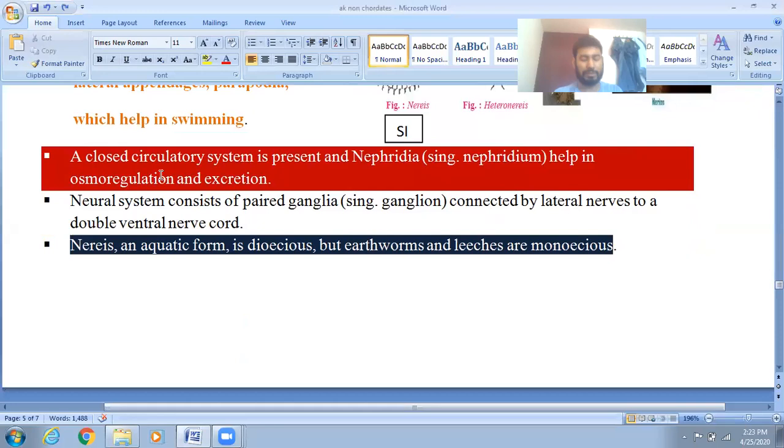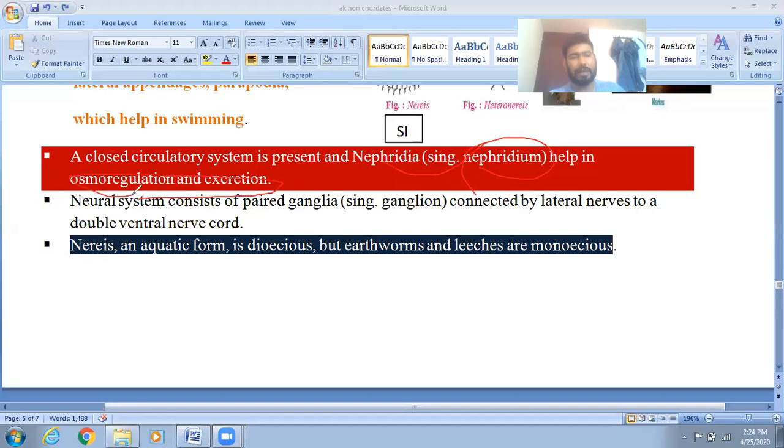So each has an open circulatory system. They also have one important structure involved in excretion, named the nephridia, single nephridium. It is involved in osmoregulation as well as excretion.